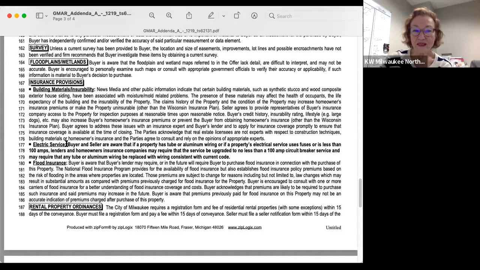Understand the insurability of electric service. They're aware that if the property has tube or aluminum wiring, or if a property's electrical service uses fuses or is less than 100 amps, lenders and homeowners insurance may require that the service be upgraded to no less than 100 amp service breakers, and may require that any tube or aluminum wiring be replaced. It's right there. All of this is so important for your buyer to read and understand.